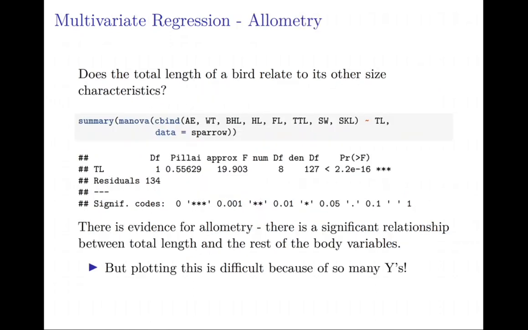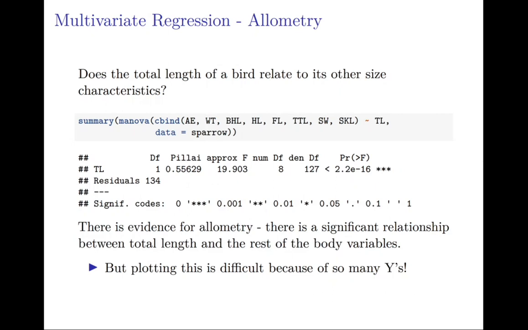And so one way you could test for multivariate regression is through questions of allometry. So how do body sizes scale? Does the total length of a bird relate to its other size characteristics? Is the total length a good measure for how big a bird could actually be? That's allometry. And so here we are doing a MANOVA, and now we're going to use all of our y variables instead of just 3.